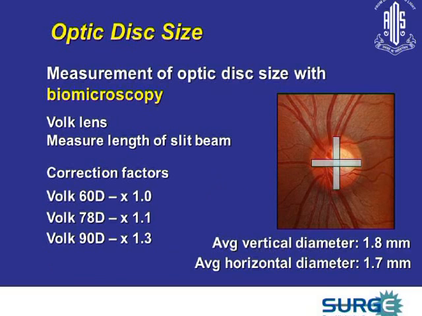More accurately, you can do this using the slit lamp and using the vertical beam because you have a measuring graticule with it. If you use a 60 diopter lens, you will get the actual measurement. But if you use a 78 diopter lens, the magnification factor is about 1.1. But with the 90D, the magnification factor is a little more. So you have to apply the appropriate magnification factor and you will get the exact measurement of the disc by vertical and horizontal. An average disc, the vertical diameter is 1.8 millimeters and a horizontal diameter is 1.7.